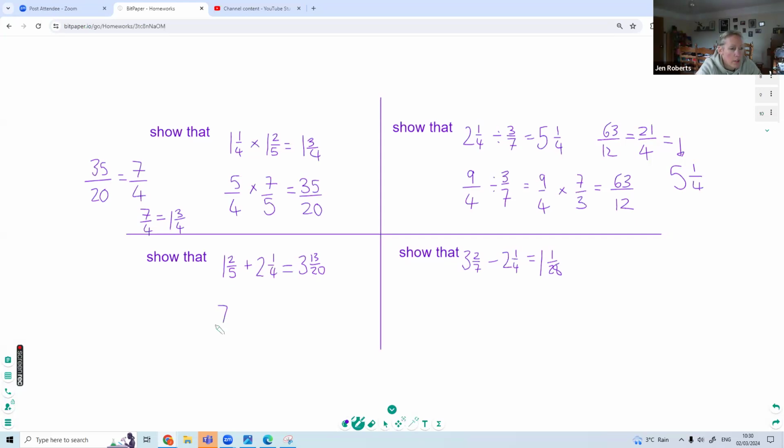Changing into improper first. Lowest common multiple. Add your numerators, leave the denominators the same. Okay, how many 20s go into 73? 20, 40, 60, it's 3, and you're left over with 13.